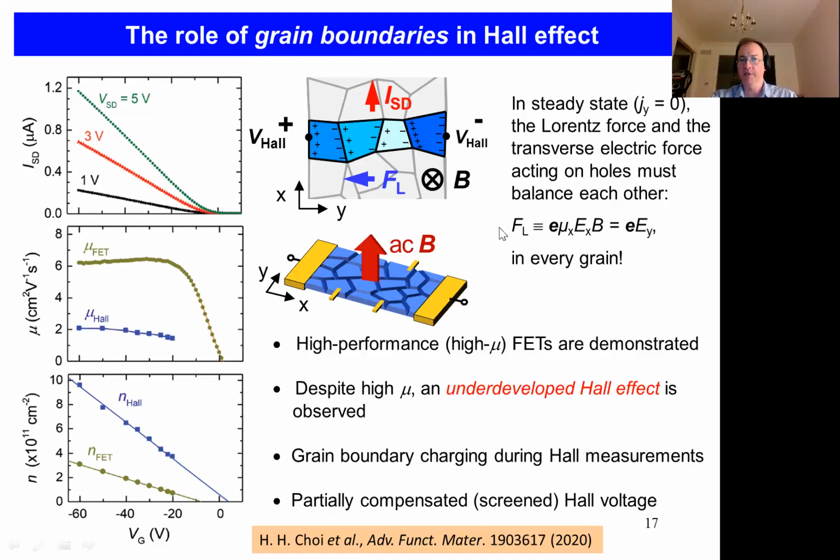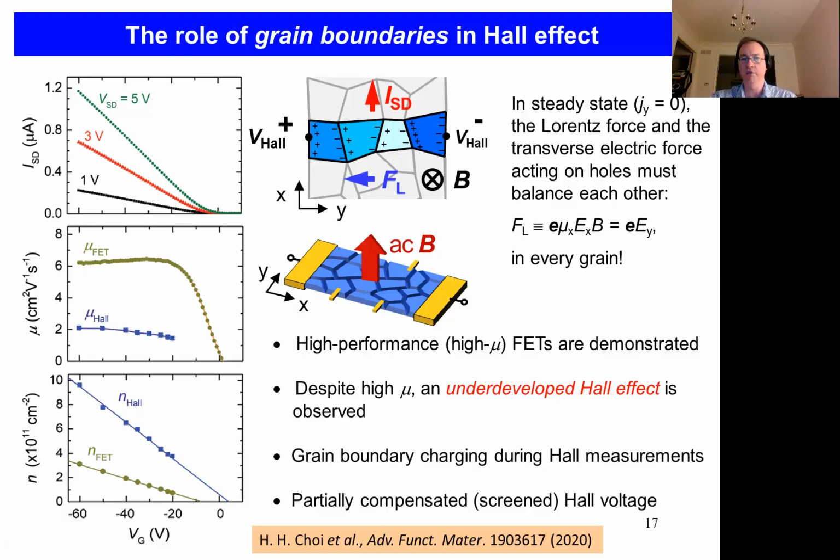But what determines the Lorentz force and the Hall effect EMF, electromotive force, in each grain is actually this longitudinal mobility mu x. Ex, which is the source-drain electric field, is the same for each grain. Mu x is different. But if you remember, to solve this Hall effect steady-state condition in Hall measurements, one needs to balance the Lorentz force with the transverse electric field, the electric field that is along this direction.